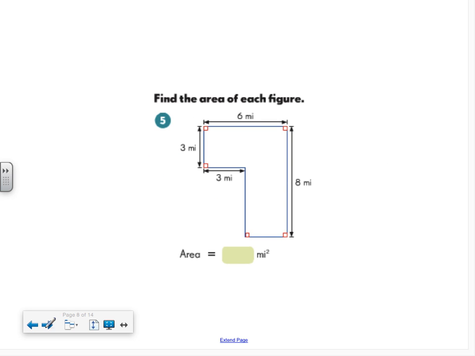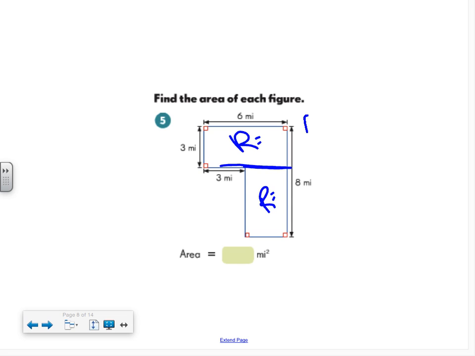Okay, if I'm looking at this one, again, before I start, I always make sure I have all of my sides ready. I would first split this up. I'm going to make this here, so then I have one rectangle and another rectangle right there, okay? Now what I have to do is find the area of this rectangle and the area of that rectangle and then put them together.